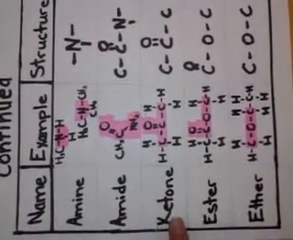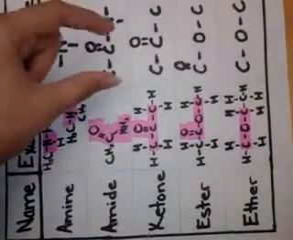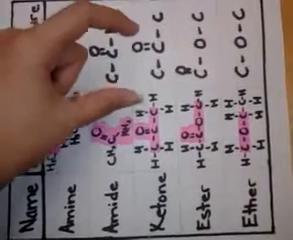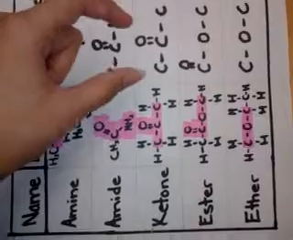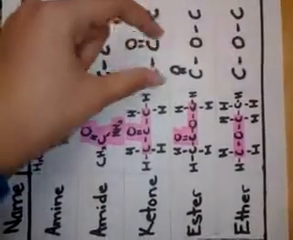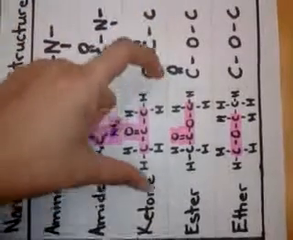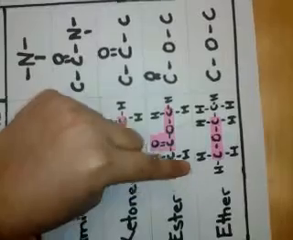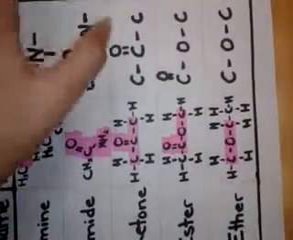Next one is ketone. In ketone, all you have to remember is a single line of C's with a double bond of O on top. That is all. Next is ester. Ester is COC with a double bond of O on top in the examples. Over here, it is provided. And the last one is ether. Ether has COC. That is all you have to remember to find in a structure.